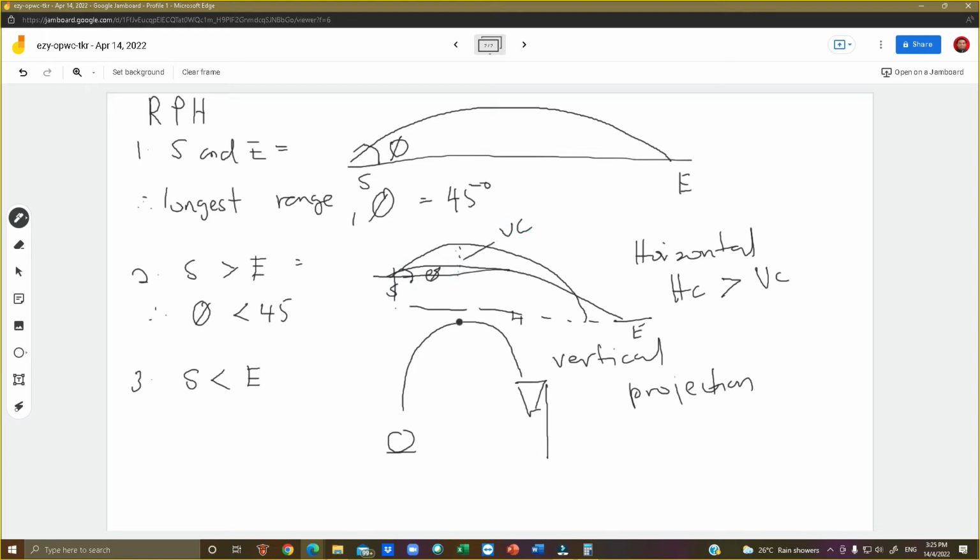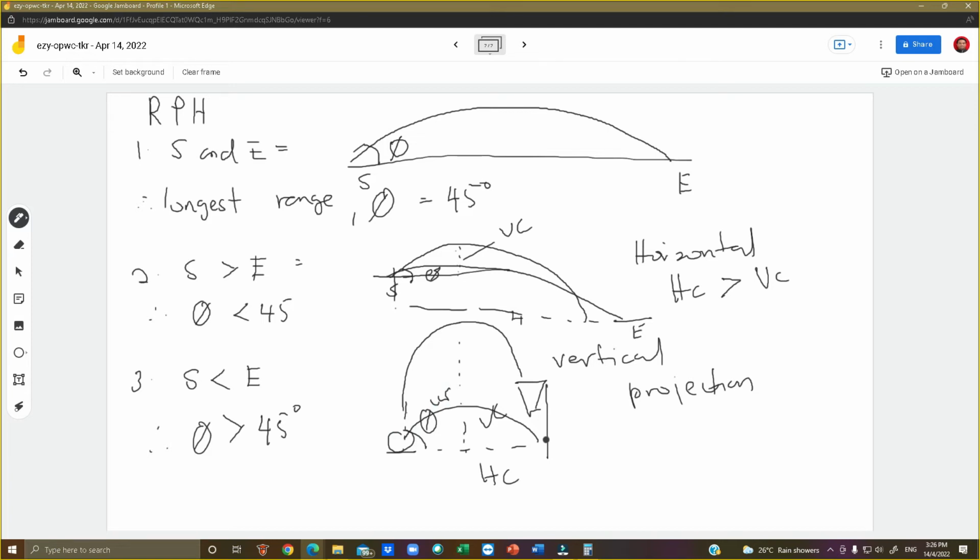Here you have higher vertical component compared to horizontal. So this type of projection is known as vertical projection. This type of projection known as horizontal projection. This is quite a balanced projection. So for the third case, the desired angle to reach target is actually more than 45 degree. Dia akan dapat macam ni angle ni kan. So kita akan dapat lebih pada 45. If 45, dia pergi bawah gitu.